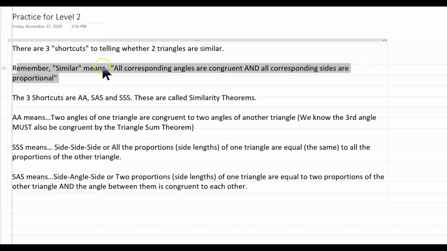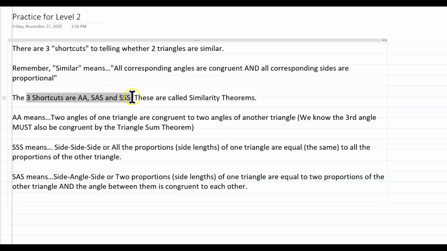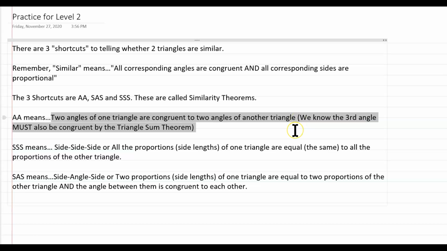The shortcut says there are 3 shortcuts to tell whether two triangles are similar. The 3 shortcuts are AA, SAS, and SSS. These are called similarity theorems. AA means 2 angles of one triangle are congruent to 2 angles of another. The third angle has to be congruent by the triangle sum theorem.